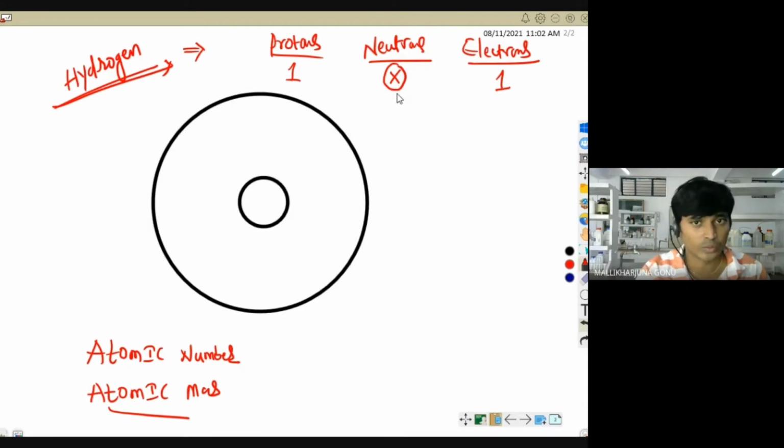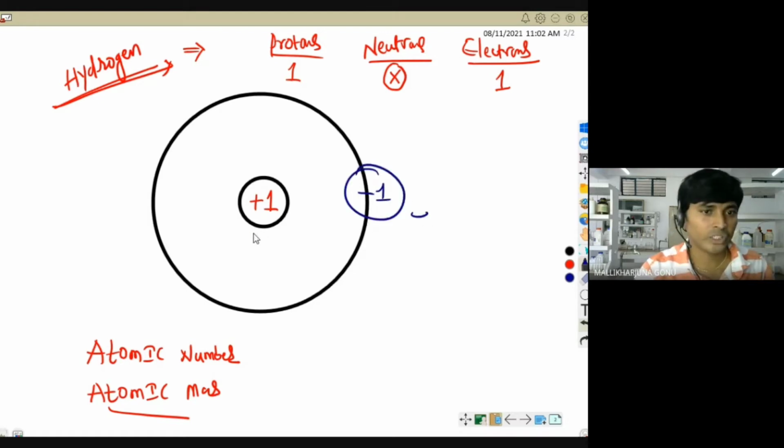Now, 1 proton is there, so I will write +1 because the charge is positive, we know. That is the reason I have written the +1. And electron, so this is the first shell, that is the reason I have drawn like this. So it is having the 1 electron. So what is the sign of this one? -1. Okay, +1 and -1. 1 proton it is having, 1 electron it is having.